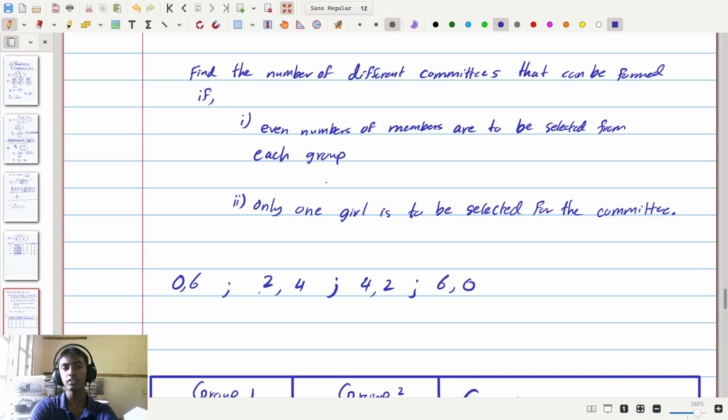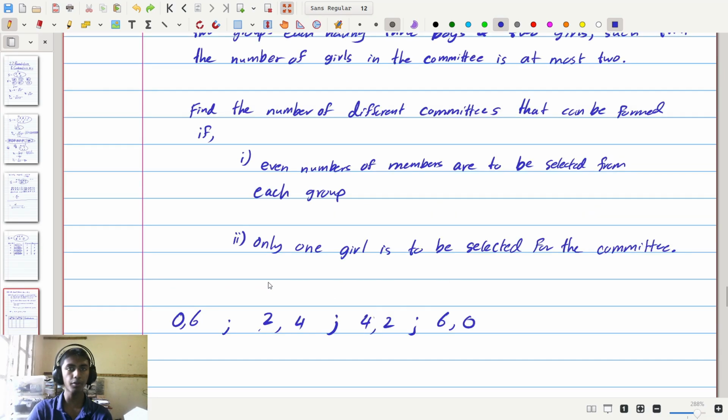So here we can see that we could either select 0 people from group 1 and 6 from group 2, or 2 from group 1, 4 from group 2, or 4 from group 1, 2 from group 2, or 6 from group 1 and none from group 2 in order to get our 6 total committee members. There is however a problem with 2 of these options. The problem is that they are impossible.